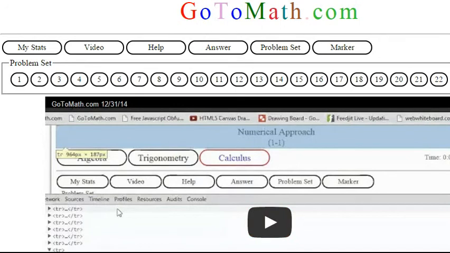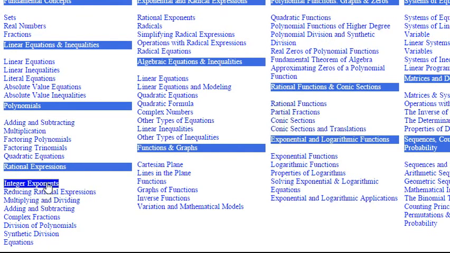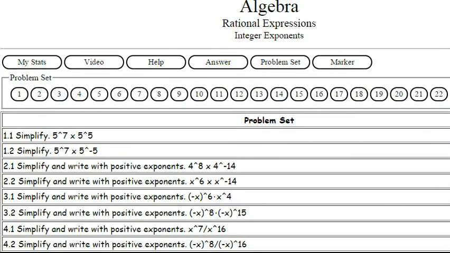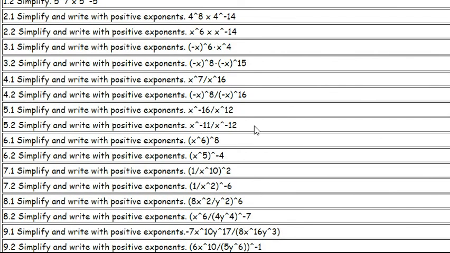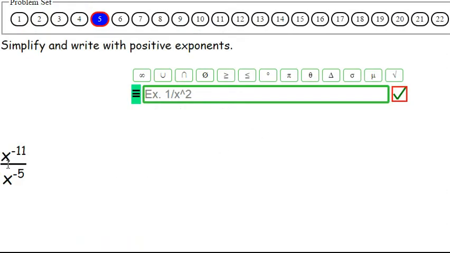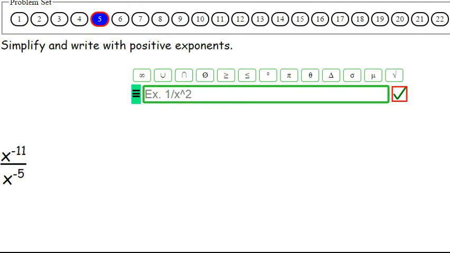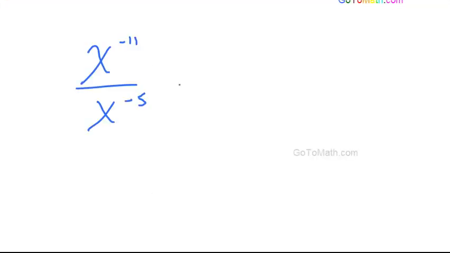Okay, we're over at gotomath.com looking at some algebra. Go down to integer exponents. And I believe we're looking at 5.2 here. So we have x to the negative 11 over x to the negative 5th. Let's see if I can remember that. Yep. And of course, simplify and write with positive exponents. We need to make sure we read that.